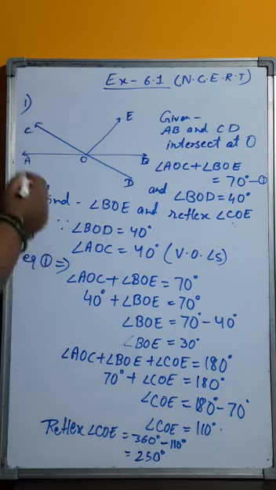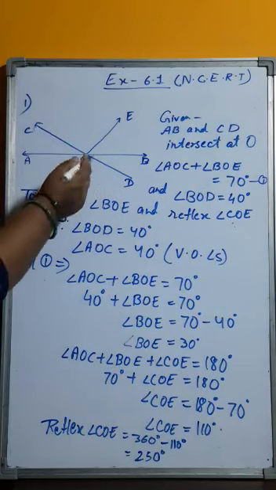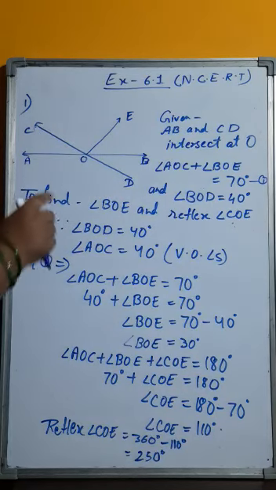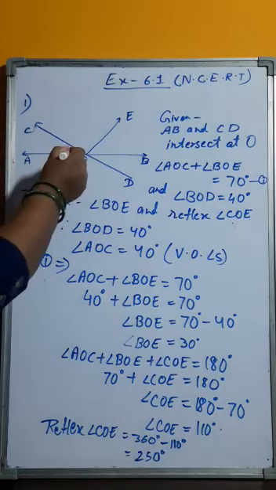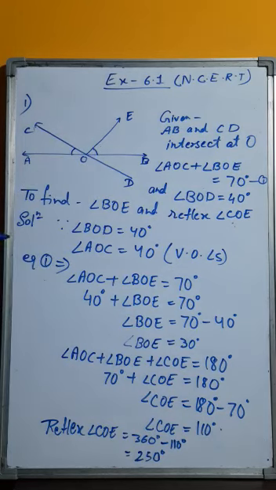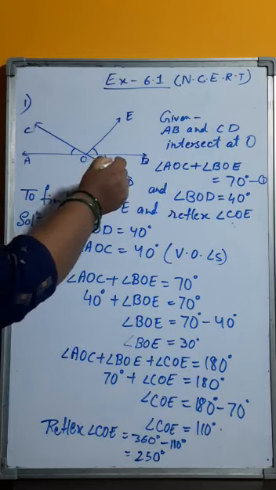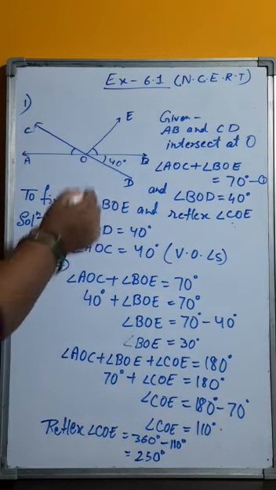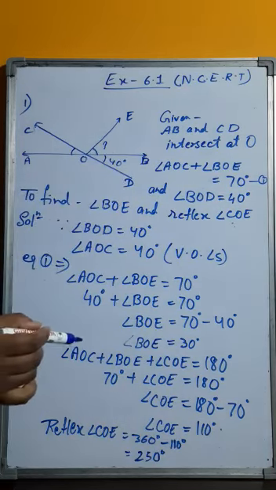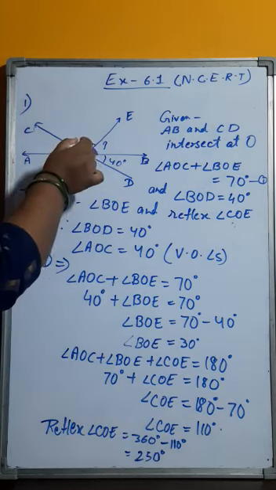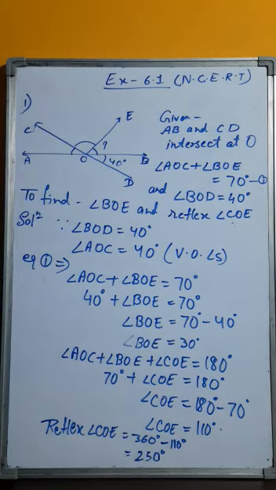Today we will discuss exercise 6.1 of the NCERT book, in which it is given that in figure 6.13, AB and CD intersect at point O. If angle AOC plus angle BOE is equal to 70 degrees and angle BOD is 40 degrees, we have to find angle BOE and reflex of COE. Reflex of COE we have to calculate.